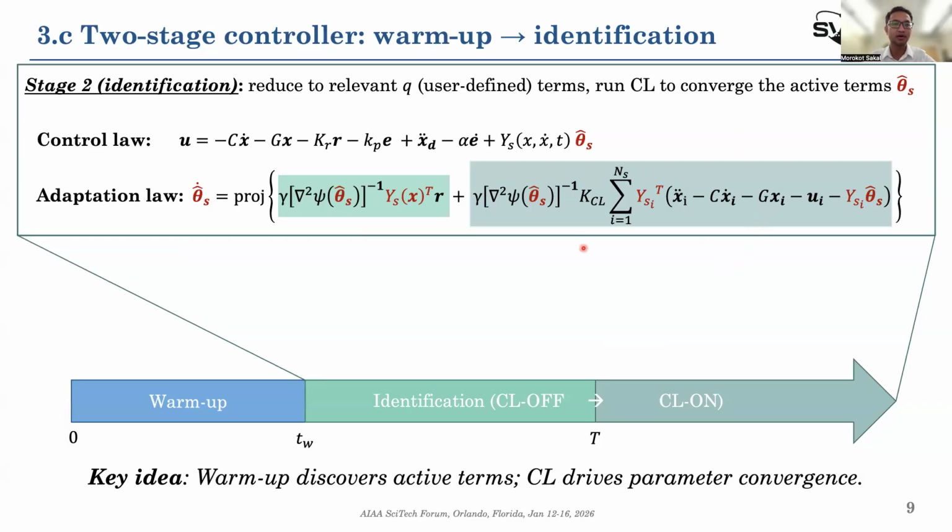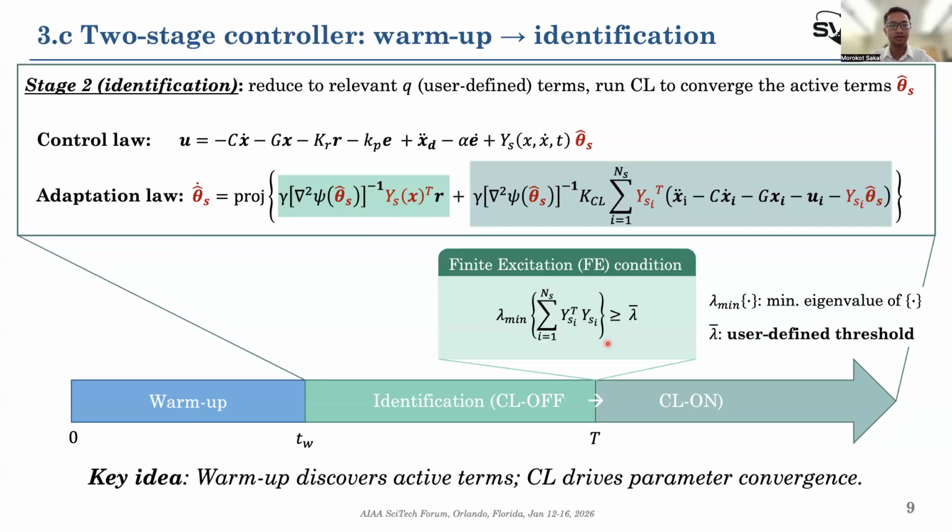And the key idea here is that we only enable the CL term when we have collected enough information about the system. So how do we check that? We include a condition called the finite excitation condition that computes the eigenvalue of the summation of the regressor squared, and we can define a user-defined value that sets when we should enable the second term. The second term will then help us drive the estimation error to zero.